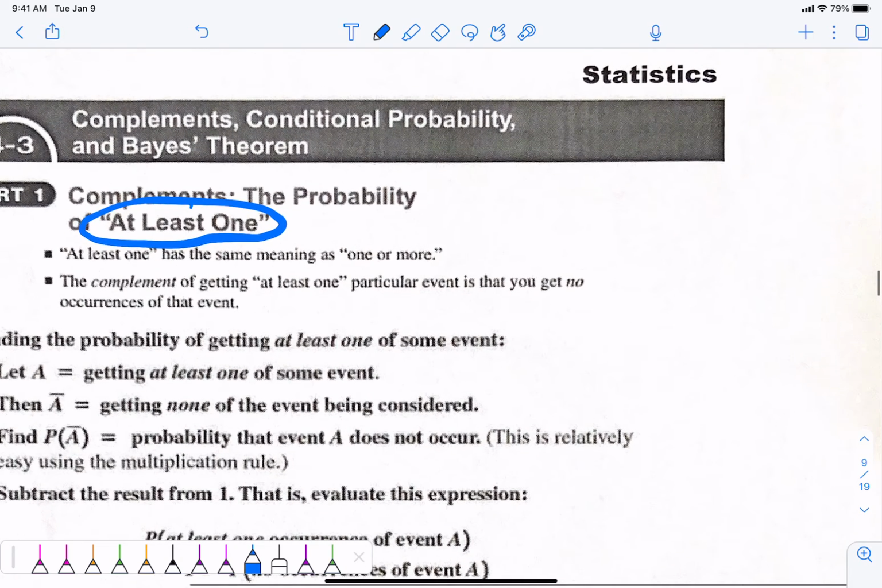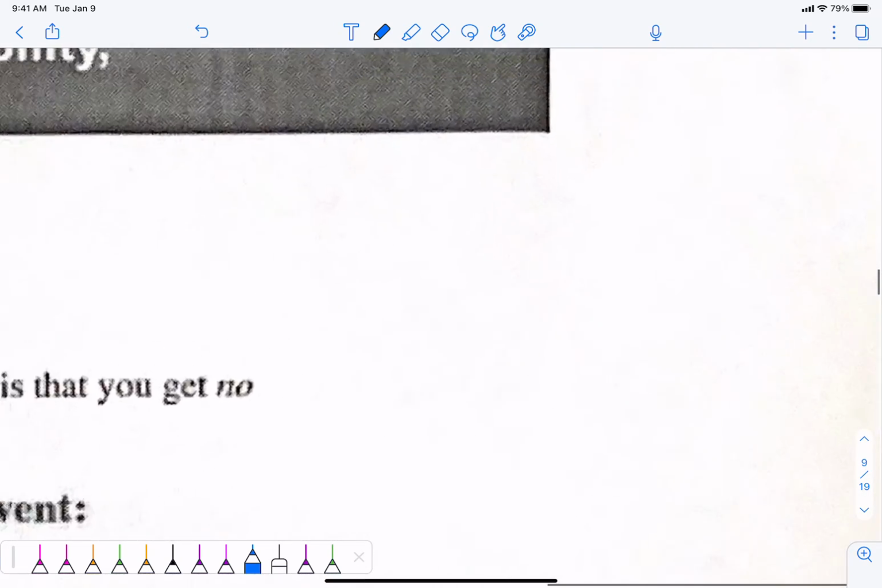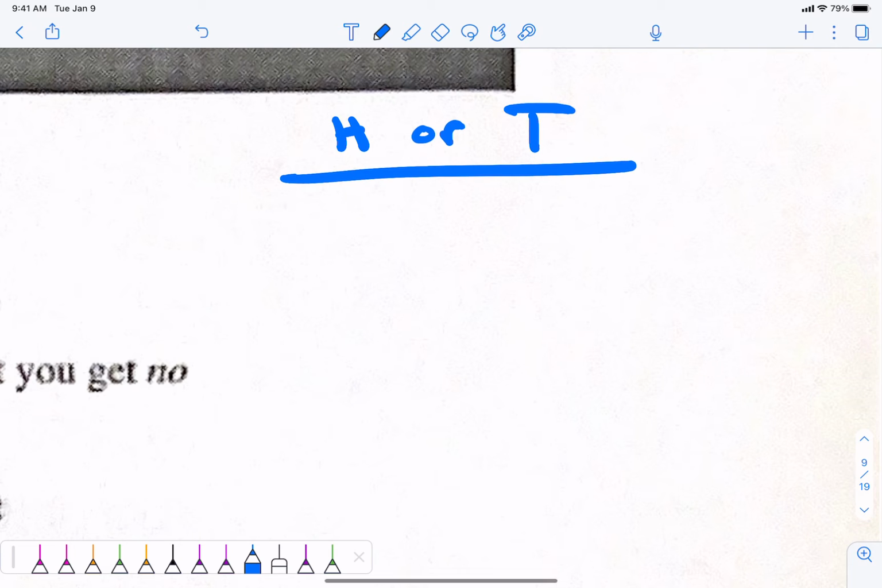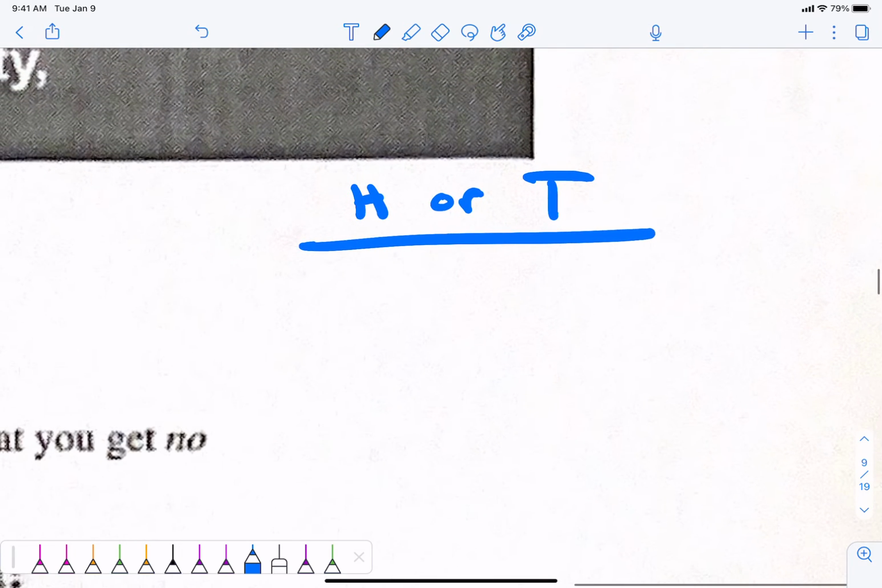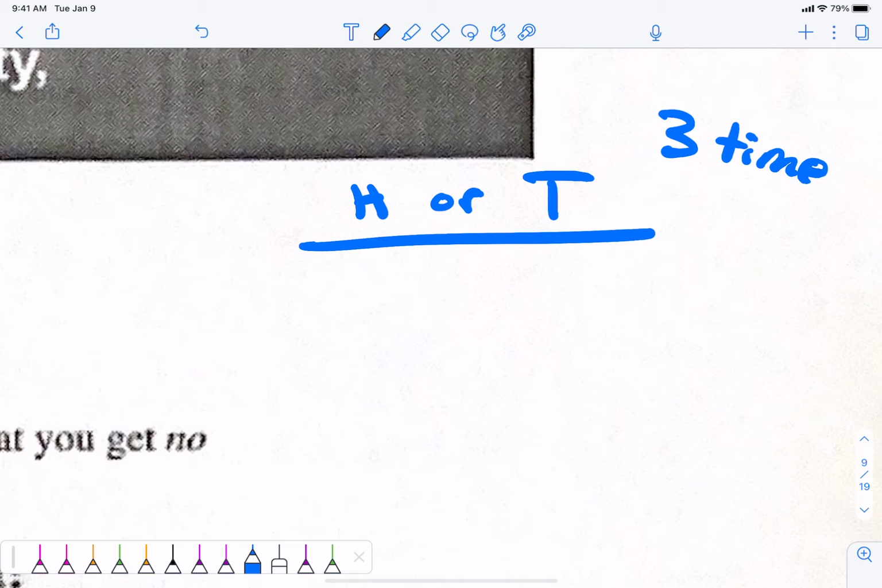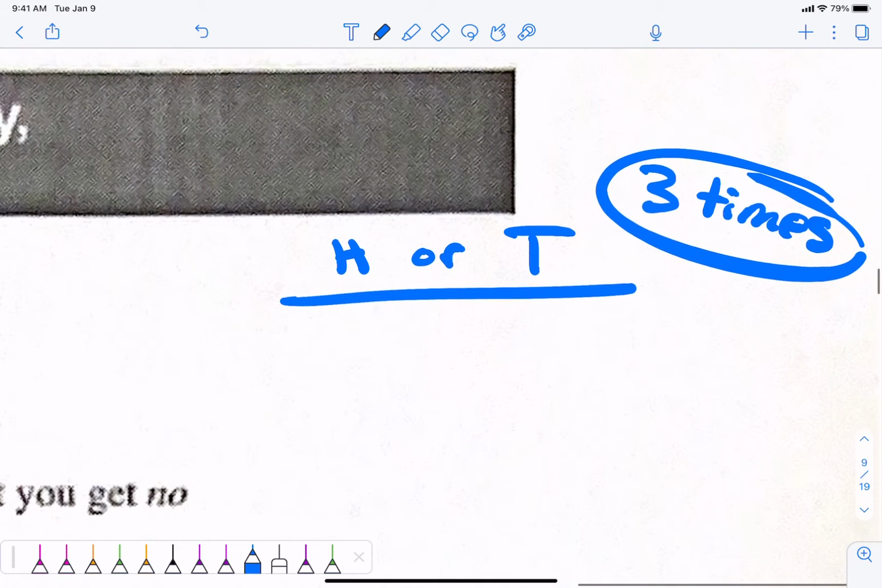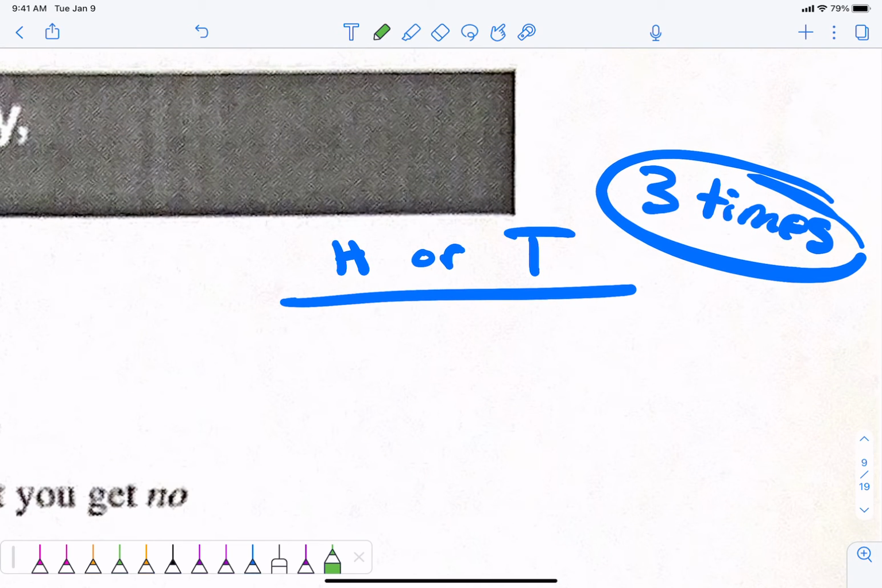So I'm going to give you an example that's better than the example that they have, and I'm going to show you how this works. We're going to talk about heads versus tails, H or T. We are going to flip a coin 3 times, and we're going to write out the combinations that we could get. How many outcomes are there, by the way? If I flip a coin 3 times, how many things could happen?